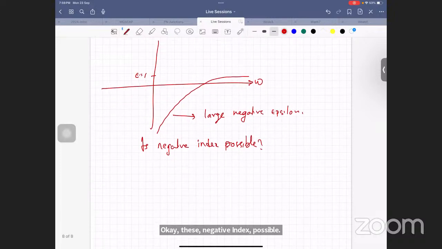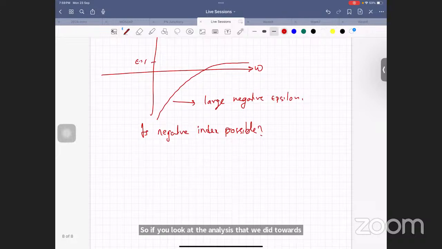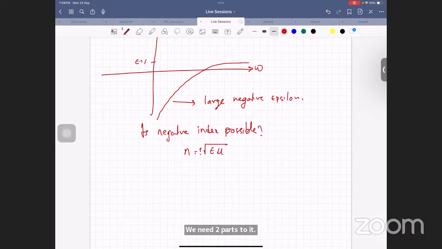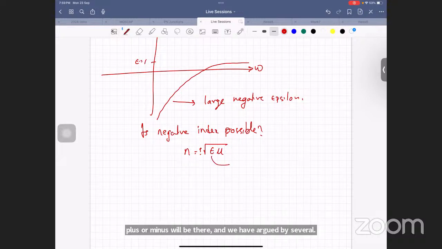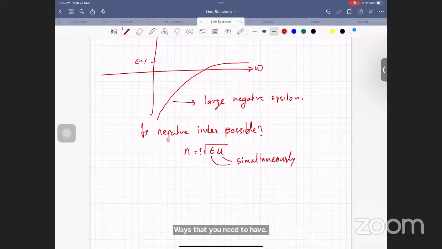If you look at the analysis that we did towards the end of the first week and also in the third week, I think we need two parts to it. It basically goes as the square root of epsilon and mu, and this plus or minus will be there. We have argued by several ways that you need to have epsilon and mu negative simultaneously. Not very strictly, but yes. If you have a purely non-magnetic material, you cannot have negative index.